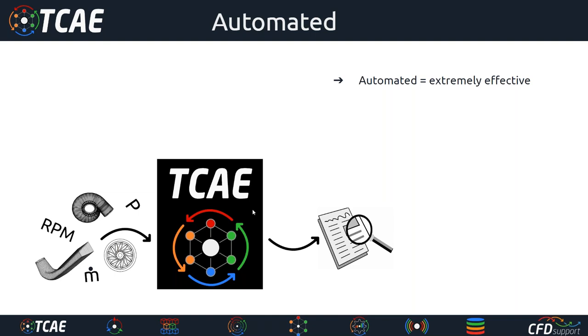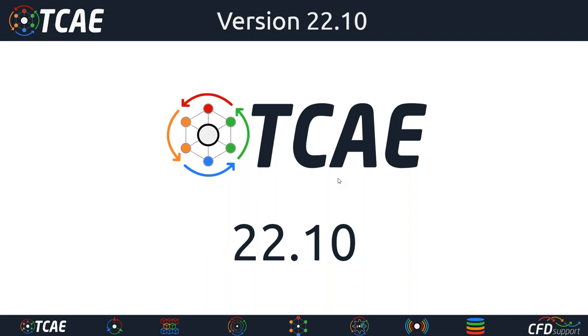The last one I want to mention right away is TCAE is automated. So automation brings a lot of effectivity. So it's very effective. It's automated, and it's up to the user whether it's going to be used as a black box or total complete high-end software. And it's the user's decision how the software is going to be used.